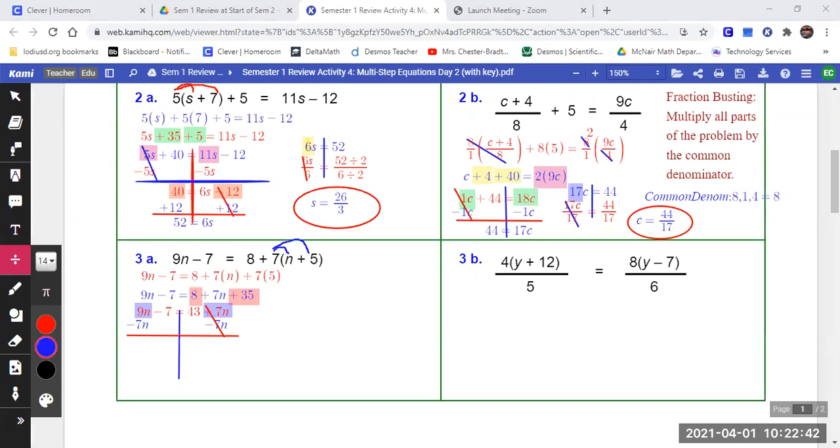Okay. So we have 2n minus 7 because the minus 7 didn't go anywhere, just the n's. And it's going to equal what was left on the other side. 43. Okay, are all the addition and subtractions done?